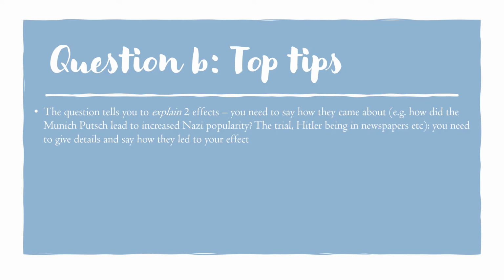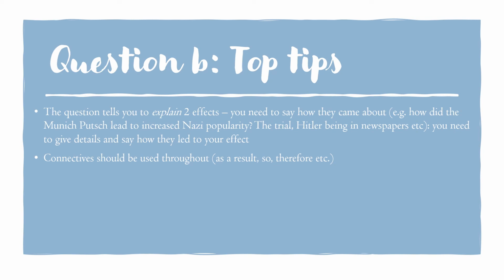Well, there was a trial. Hitler was in the newspapers. He said lots of things, and this attracted media attention. So people paid more attention to it. People became more aware of the Nazis, and so they became more popular. And you need to give details and say how everything that you've described led to your effect.